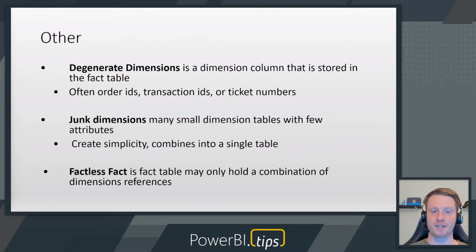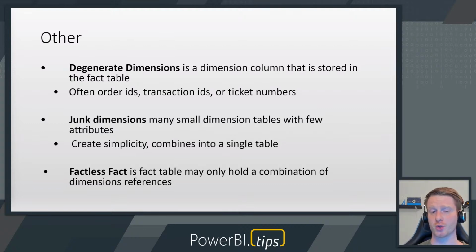And just the other things we covered at the end, degenerate dimensions. We'll cover this one a bit today, actually, and it's a dimension column that's stored in a fact table. So we see this often, right, with order IDs, transaction IDs, ticket numbers. These are typically values which we see in the fact table because they're very high cardinality often, but they don't have their own dimension because they don't have any other type of attributes.